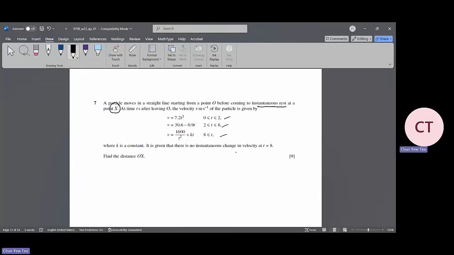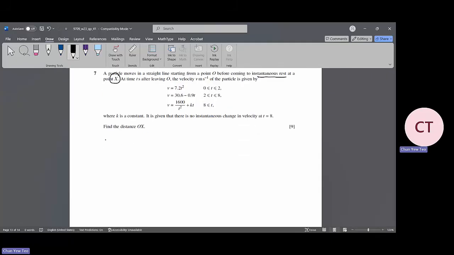Where k is a constant, it is given that there is no instantaneous change in velocity at t equal to x. So t equal to x is over here. That means when t is equal to x, these two values will be the same. The v is still the same. It will not suddenly change the velocity. So I call this one stage 1, I call this one stage 2, and I call this one stage 3.